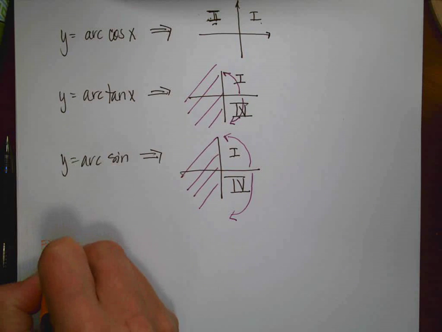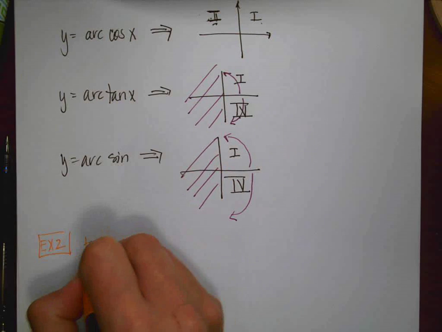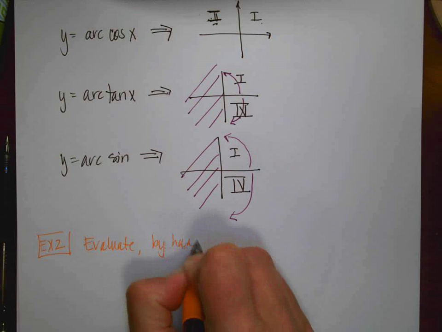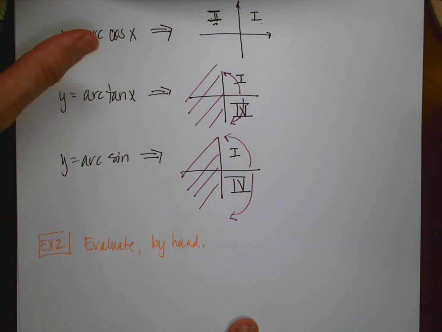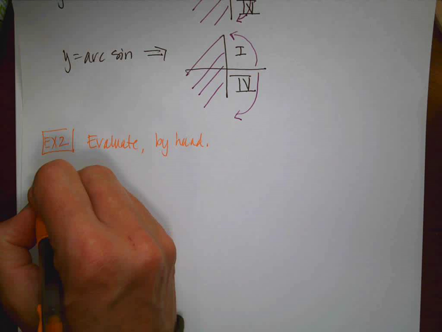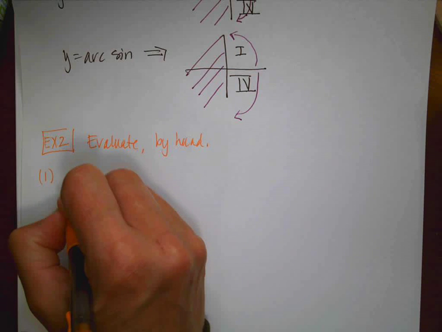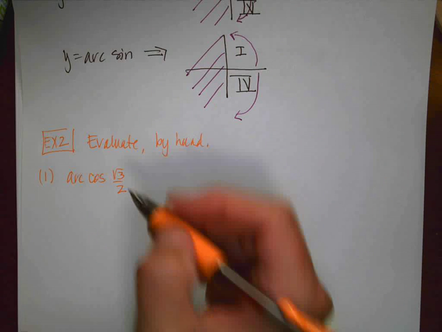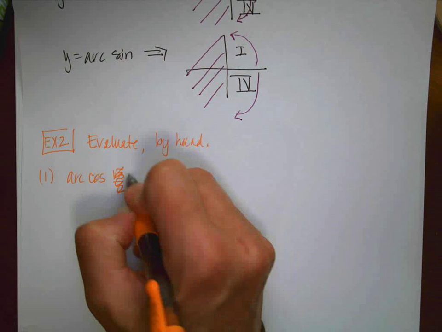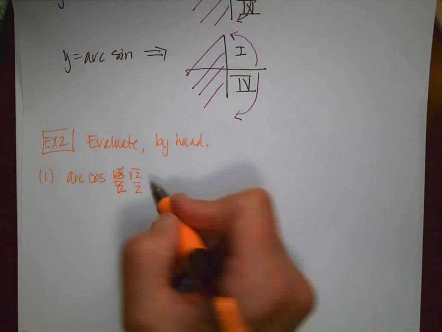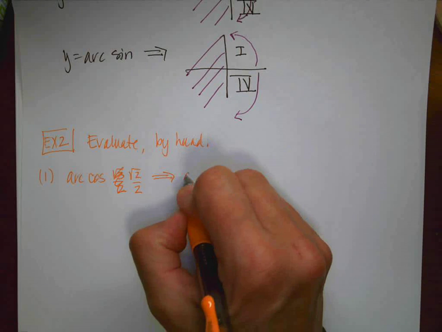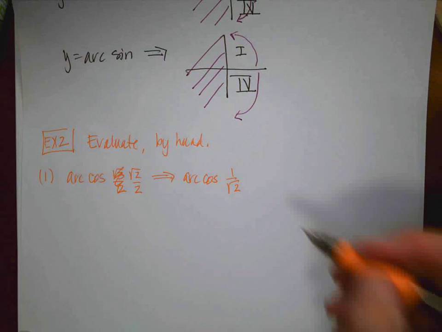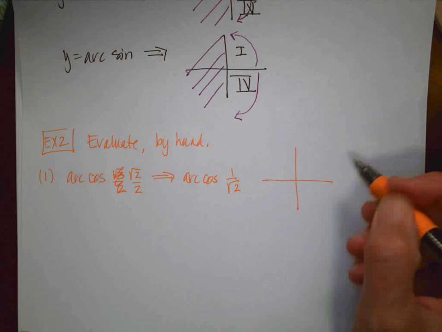All right, so for example number 2, I want to evaluate, and of course we're going to do it by hand because it's way more fun. So we'll do number 1. I want the arc cosine of radical 2 over 2, because I want to remind you it makes the problem easier if you unrationalize it. So 1 over radical 2.